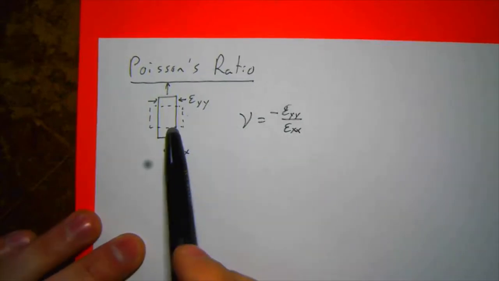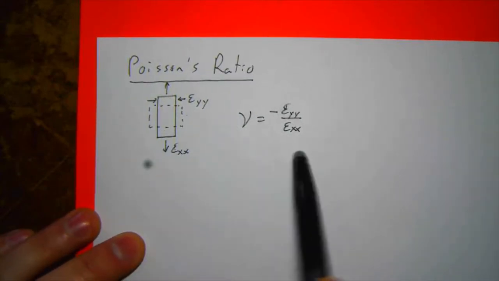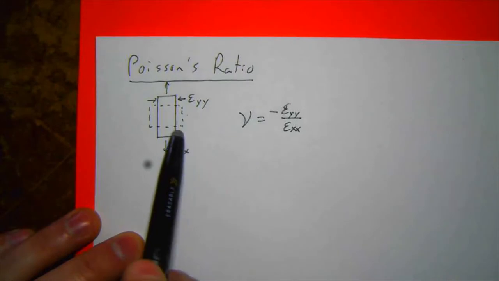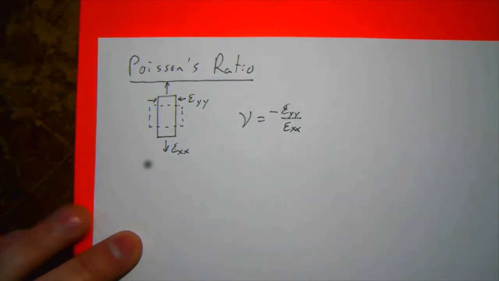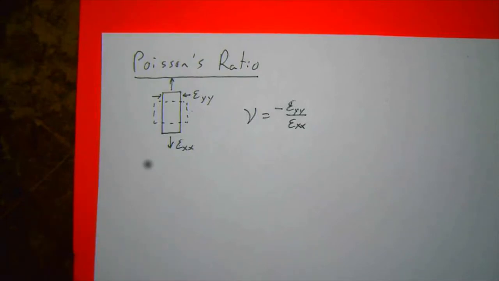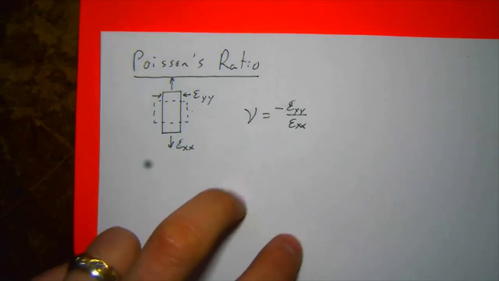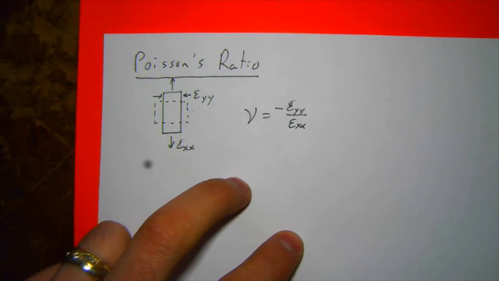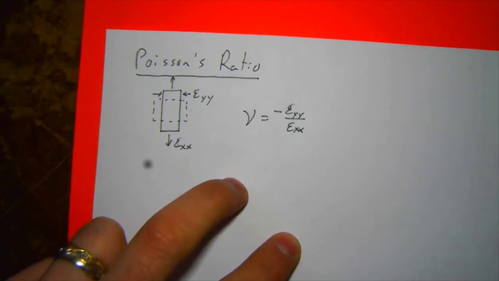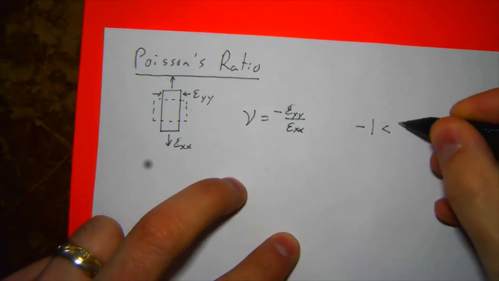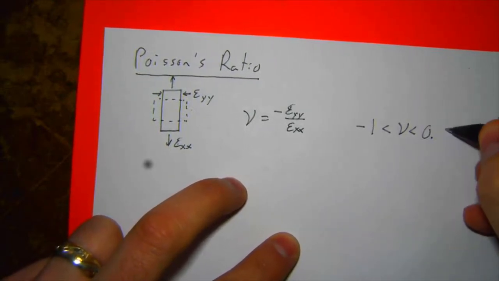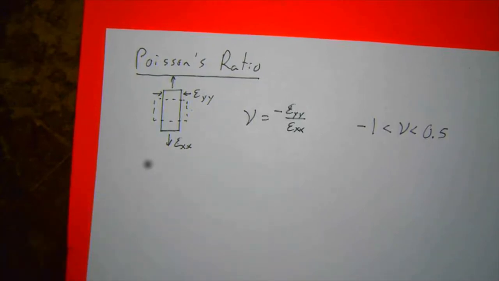But when you pull it, generally it'll thin out, and the ratio between how much it thins to how much it's getting stretched is the Poisson's ratio, designated with a nu. So it looks like a V, but it's actually a squiggly V because we like Greek letters a whole lot. So Poisson's ratio for a homogeneous isotropic material can actually theoretically exist between negative 1 to 0.5.